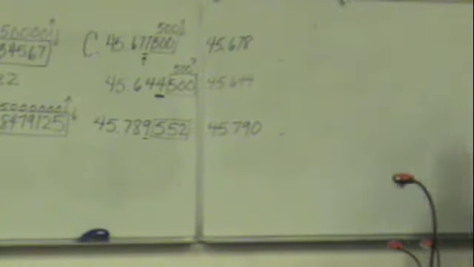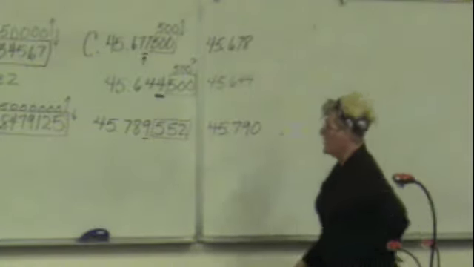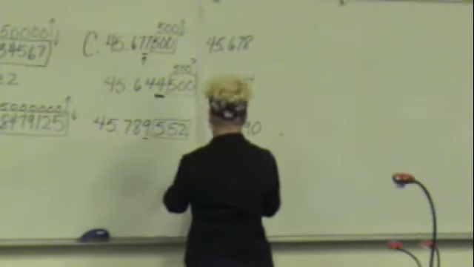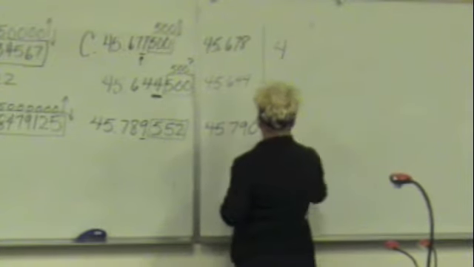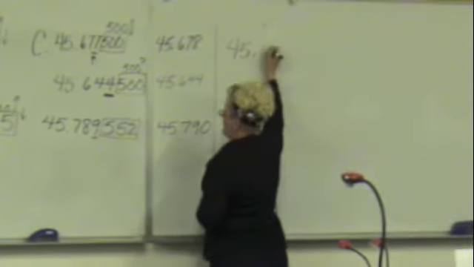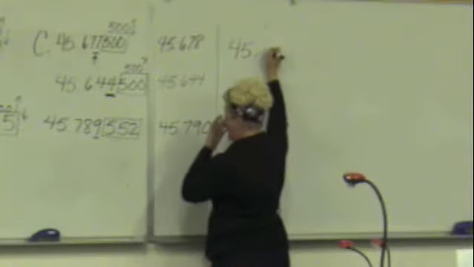What if the 8 was a 9 with the same thing? We write it out. So we have 45.799.